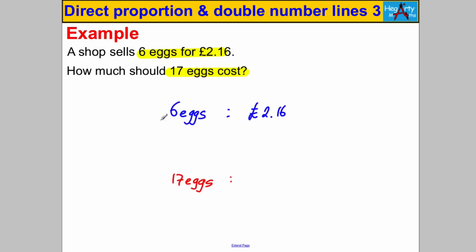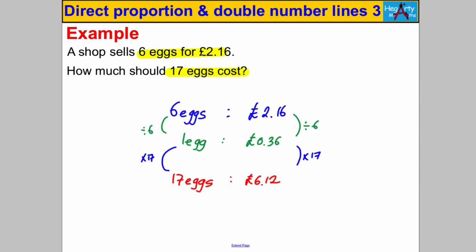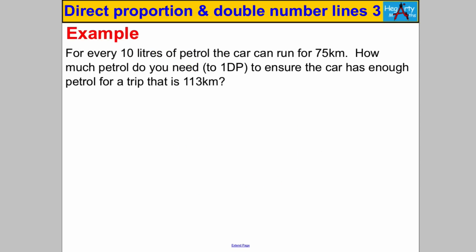What we'd do is we'd first scale down to 1 egg, so we'd divide by 6 to get 1 egg. So we'd have to divide both of these by 6, and if you do £2.16 divided by 6, you get yourself 36 pence. So each egg is 36 pence, and from that point you would scale up to 17 eggs by multiplying both sides by 17, and if you multiplied both sides by 17, you would get yourself that the 17 eggs should cost you £6.12, and you're done. Okay, last question, pause the video, have a go.